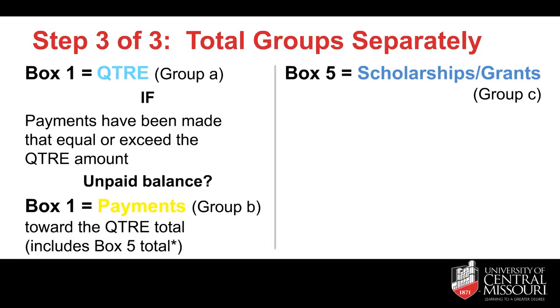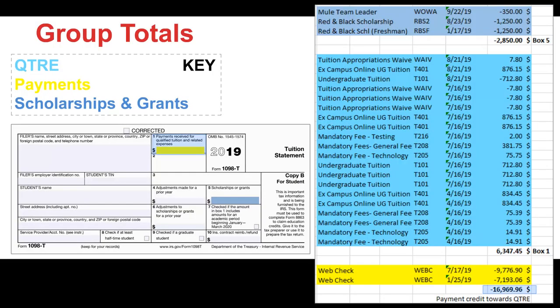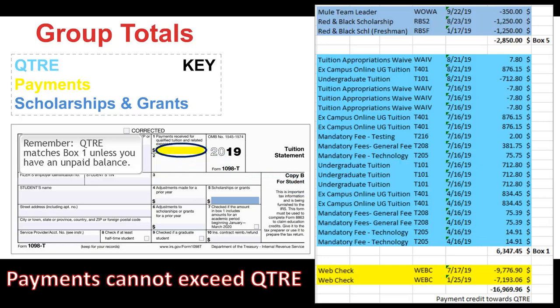This amount is also considered as payment towards QTRE, so you can add this total to your payments to verify your Box 1 amount. Matching the amount in Box 1 can be confusing. It is common to have more payments than QTRE charges since the IRS does not count payments toward housing, meals, or books. Reported payments cannot exceed QTRE charges. Box 5 totals are straightforward. These amounts, if properly filtered, will match without further consideration.